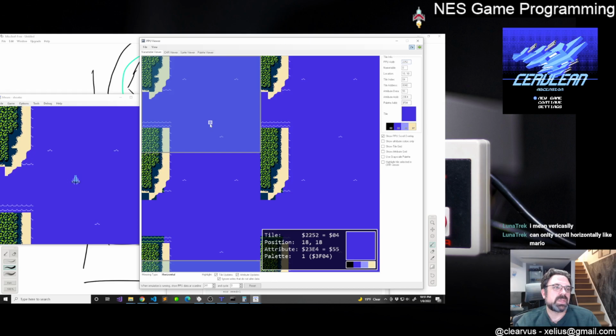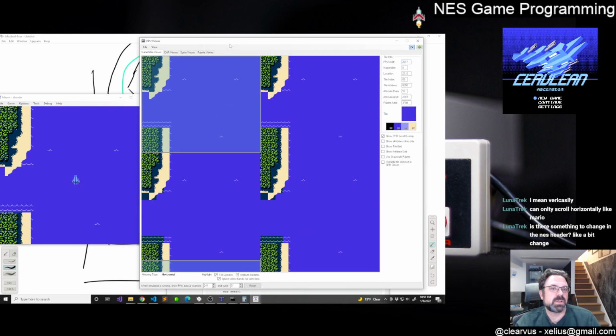You mean vertically? Can only scroll horizontally. Is there something to change in the NES header?